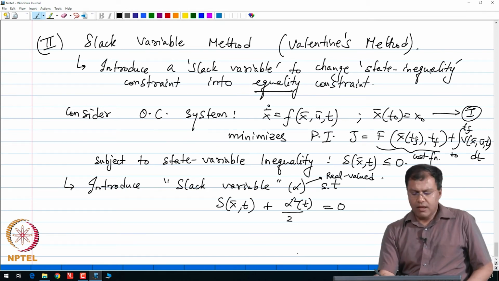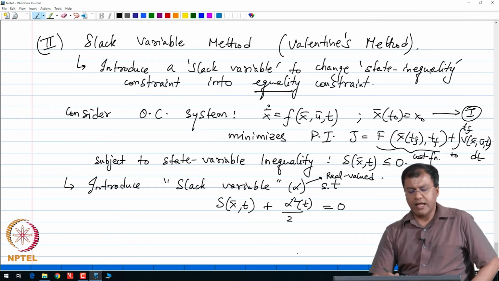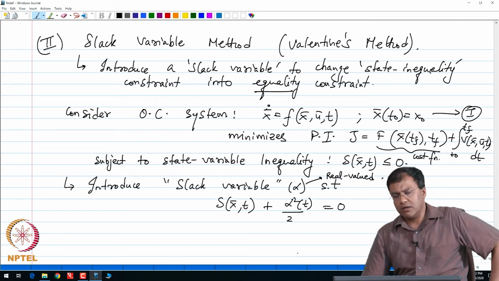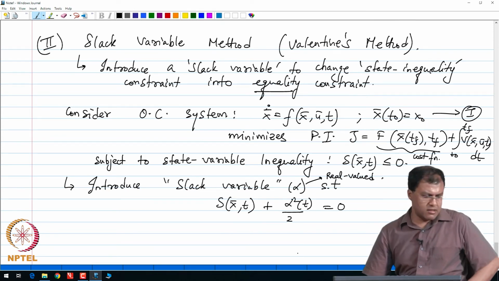Well, the assumption here is that S is differentiable up to some orders. Let us say the constraint is differentiable up to p orders. So, from here I can get p different constraints.